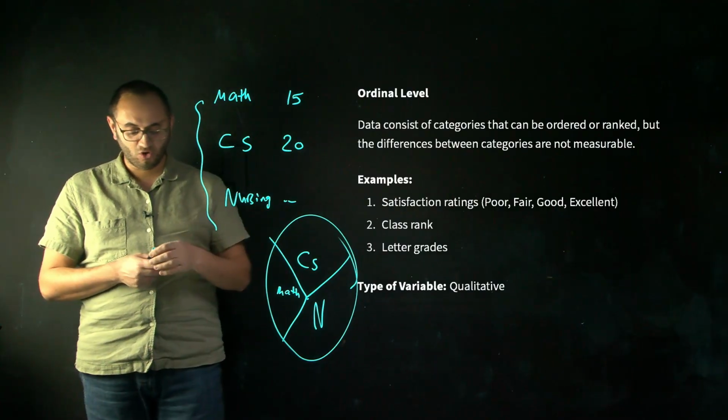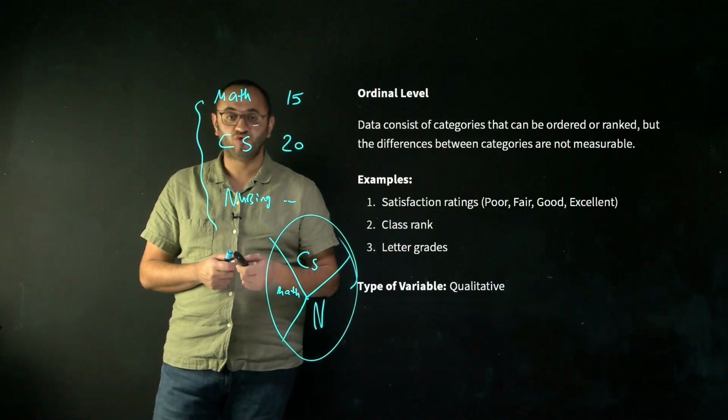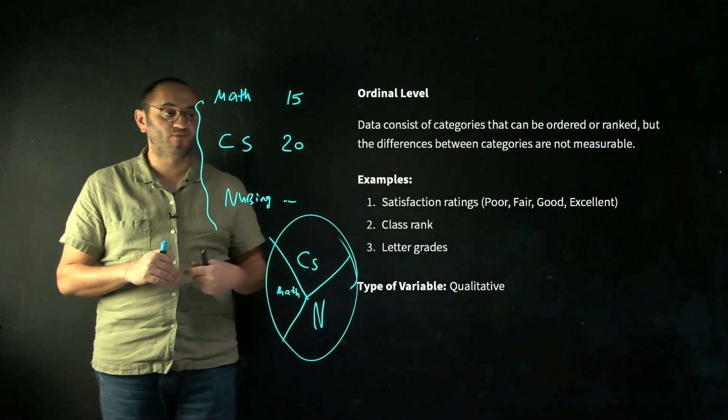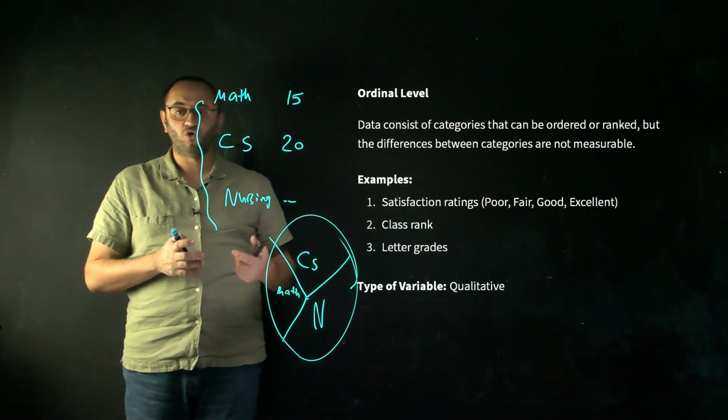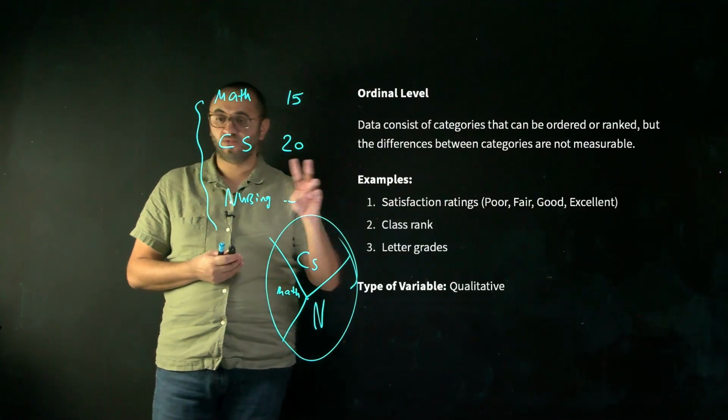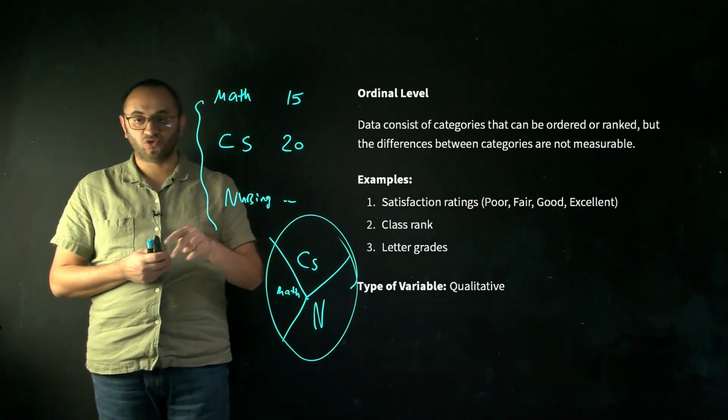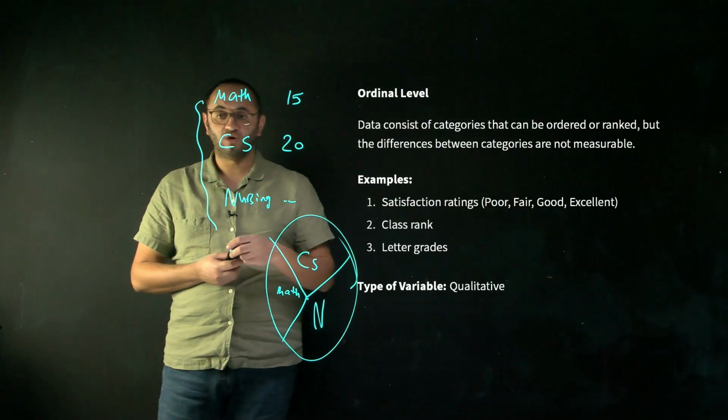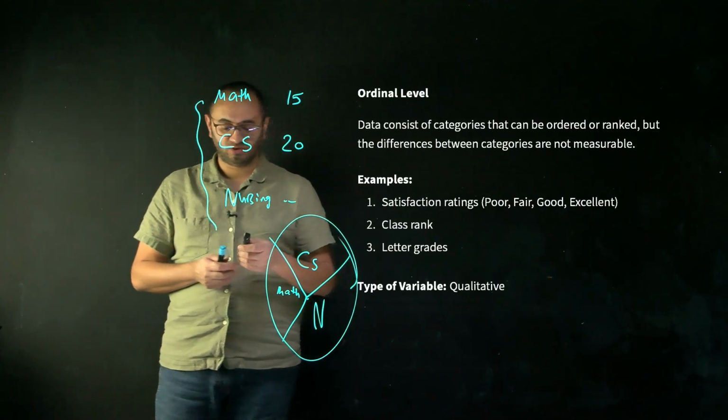And by the way, the ordinal and nominal level of measurements are examples of qualitative or categorical variables. So both of them, nominal and ordinal, are categorical or qualitative variables.